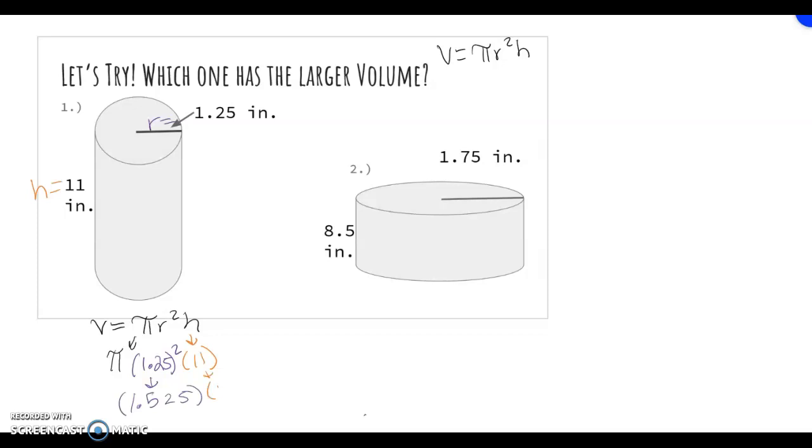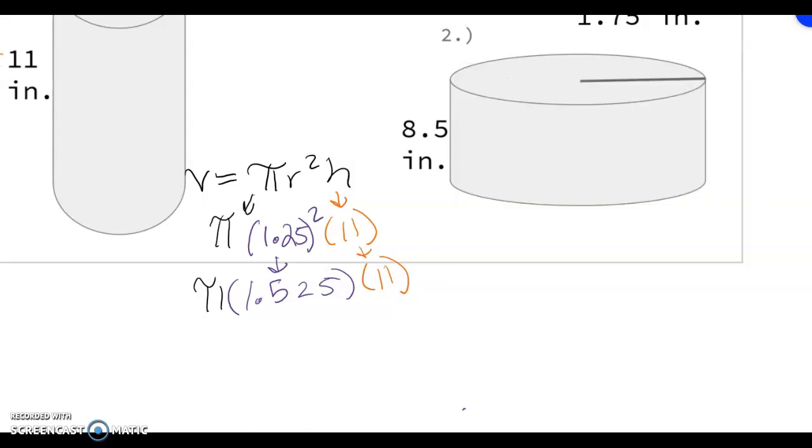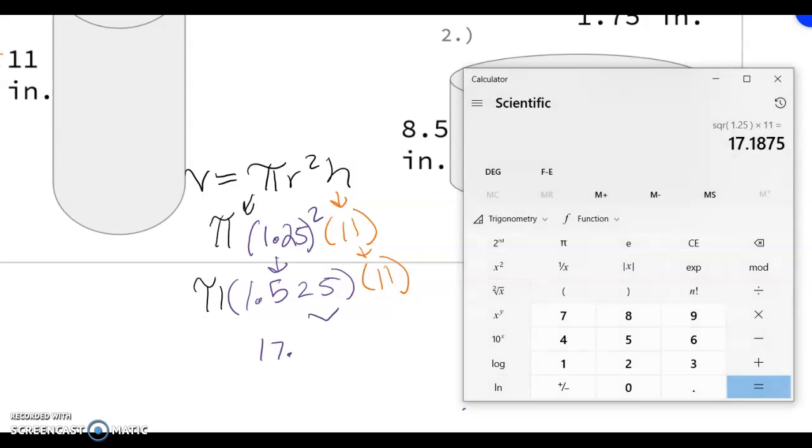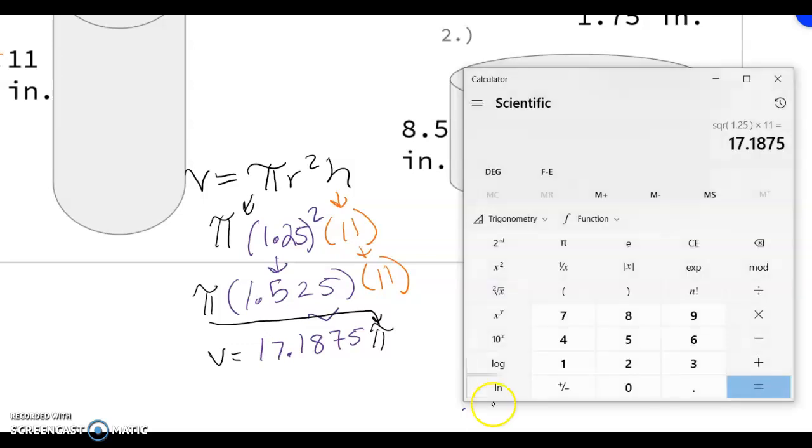Now I need to multiply that by my 11. We're going to leave pi for last. Alright, so let's multiply it by 11. And we're going to see we get 17.1875. Now you're not going to round at any point until we officially are done all the way at the end. So I'm going to take my pi, and if it says leave in terms of pi, you would leave it like this with inches cubed. But I want to know what this number is times my 3.14.